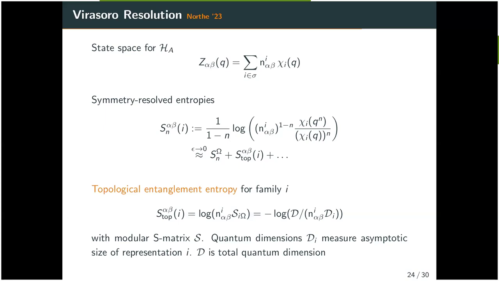Can you repeat the definition of the quantum dimension? Can we turn on the light first? Yeah.